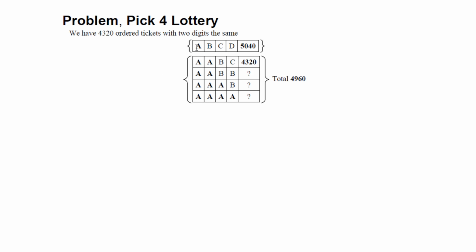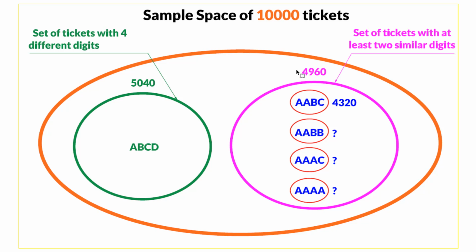And now we can summarize the results as follows. We have a group of tickets with 4 different digits. We know their number, and we have the tickets of 2 similar digits, and their number is 4320. And now we are going to look for the number of tickets of the form AABB and so on until the end. So now we are going to update our information: all these numbers of tickets are known to us, and we have 3 subgroups whose number of tickets we still don't know yet.